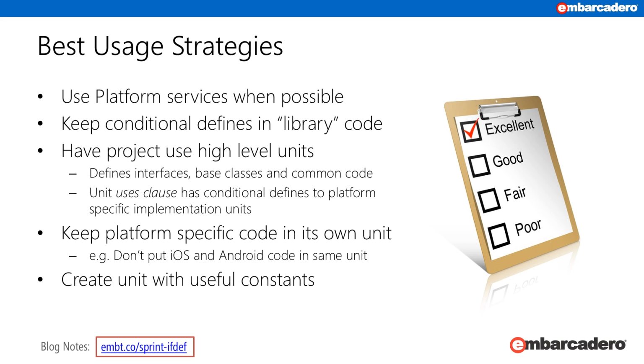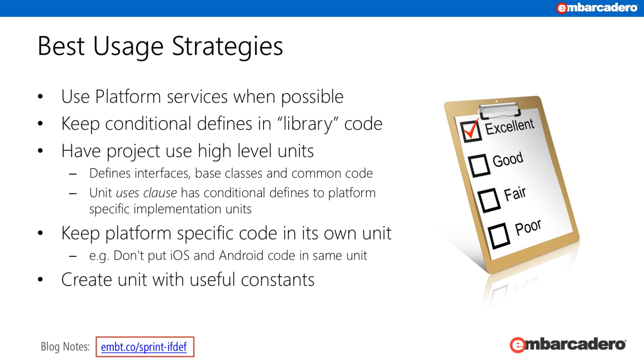So some best usage strategies. First of all, use platform services when possible. Be familiar with these, see what they offer, and when it makes sense, this is what you should be using. But if you're going to have conditional defines, which you probably will, keep those conditional defines in library code. Don't have them in your code that is tied to your current specific implementation. So if you're implementing a point of sale system, don't have any code related to certain platforms that would be if-def'd out in the code related to point of sale.